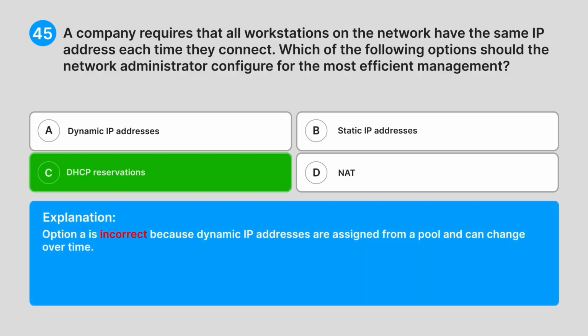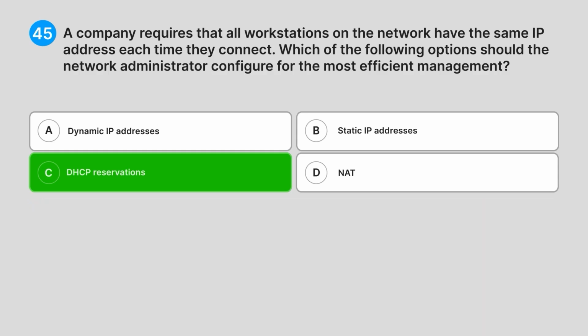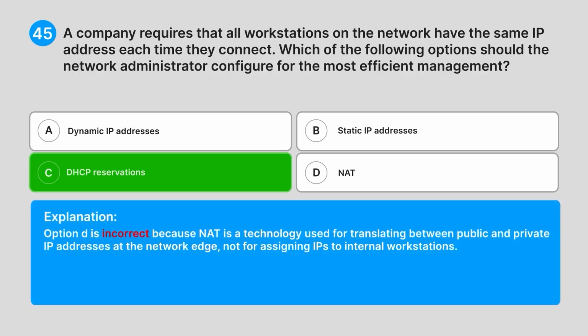Option A is incorrect because dynamic IP addresses are assigned from a pool and can change over time. Option B is incorrect because while assigning static IP addresses would meet the requirement, it requires manual configuration on each individual workstation, which is inefficient and difficult to manage on a large scale. Option D is incorrect because NAT is a technology used for translating between public and private IP addresses at the network edge, not for assigning IPs to internal workstations.